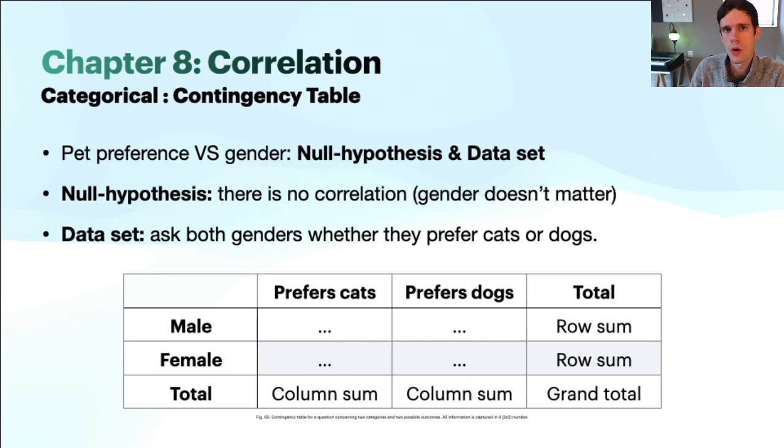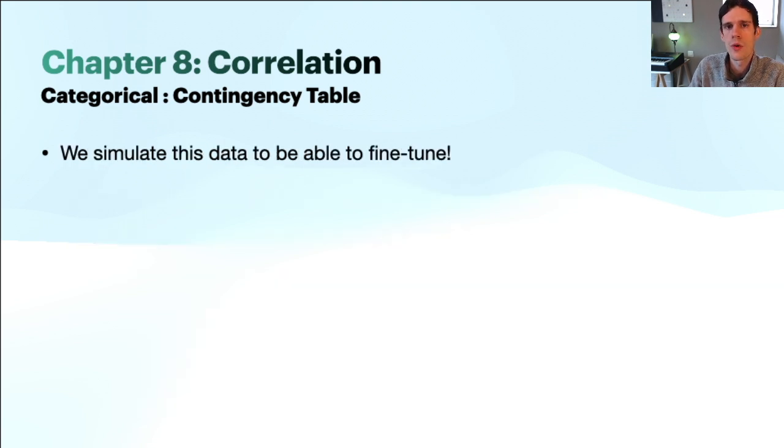And additionally to these observed values, we also add the row sums and the column sums to this table. In the rows, this gives us the total amount of men that we questioned and the total amount of women that we questioned. And in the column sums, we then get the total amount of people that preferred cats and the total amount of people that preferred dogs, regardless of their gender. Now, these summed values will be very useful once we start looking at the actual tests, a couple of slides down the road. Now, of course, I didn't go out and collect this data myself.